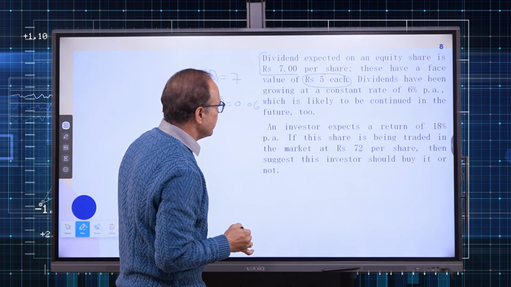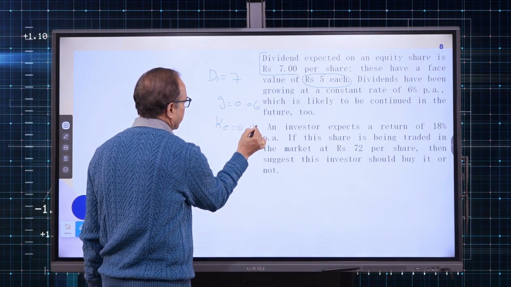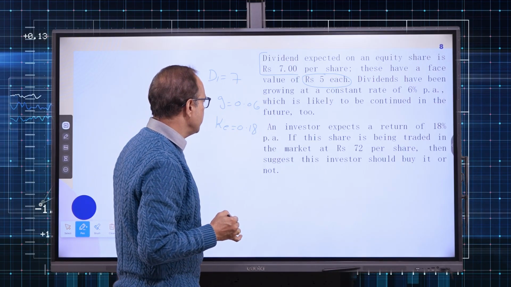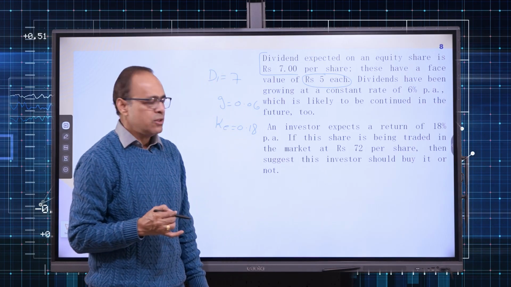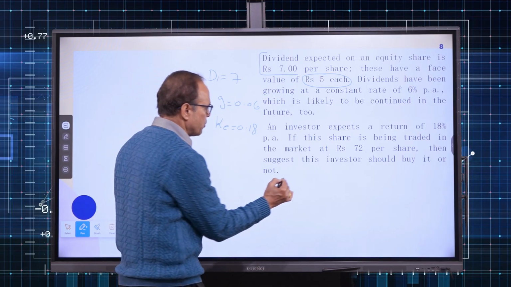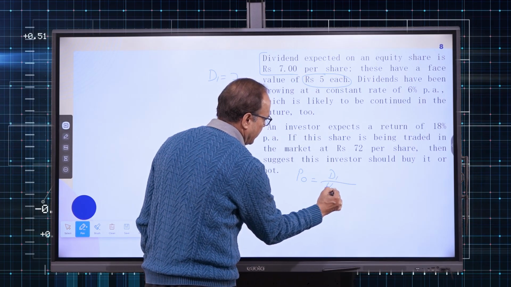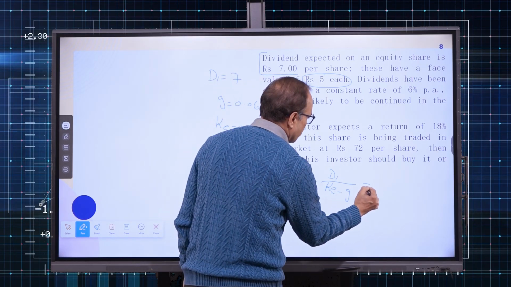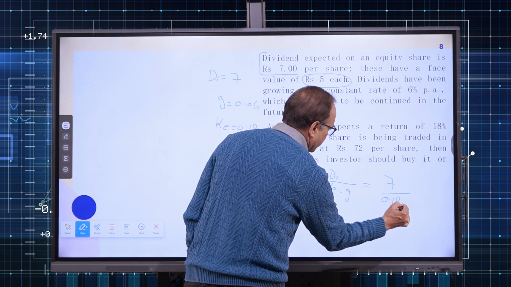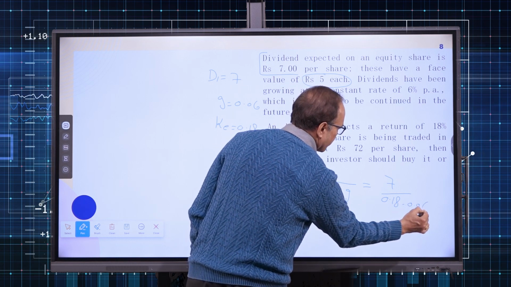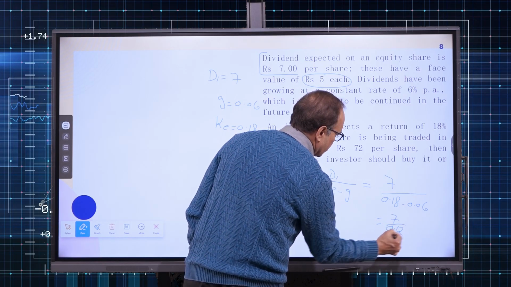An investor expects a return of 18% per annum. So, KE is 0.18. If this share is being traded in the market at rupees 72 per share, then suggest whether this investor should buy it or not. We have a simple formula: P0 is equal to D1 upon KE minus G. D1 was straightaway given to us, KE is also given, so it is a straightforward numerical. So, we get 7 divided by 0.12.